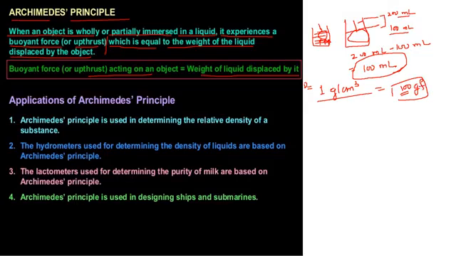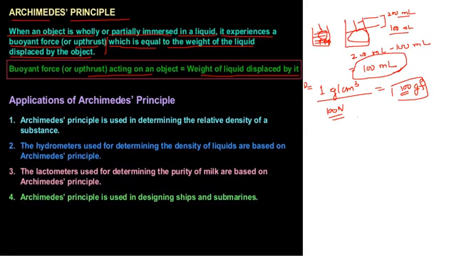Okay, so this weight is due to the gravitational pull of the earth, and the buoyant force will be 100 Newton. Okay, so this is the way we are going to calculate the buoyant force. Okay, application of Archimedes principle.